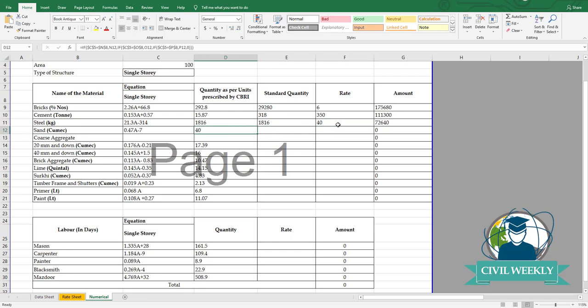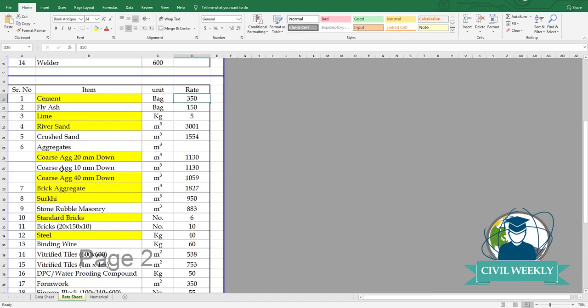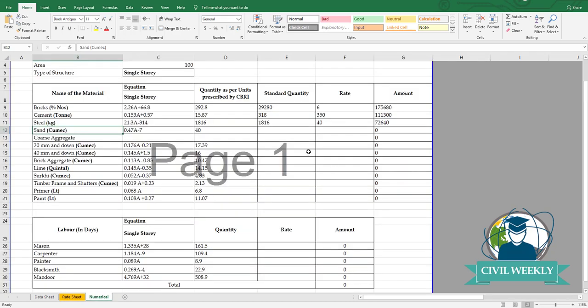Then we'll have to find out for sand. Sand is in terms of cubic meter, and the rate of river sand is in terms of cubic meter, or crushed sand also, which nowadays we use, that is also in terms of cubic meter. So everything is in terms of cubic meter and your quantity is also in terms of cubic meter. We'll use river sand, so the rate is 3001. 40 cubic meters of sand is required, so you will get the amount for this.